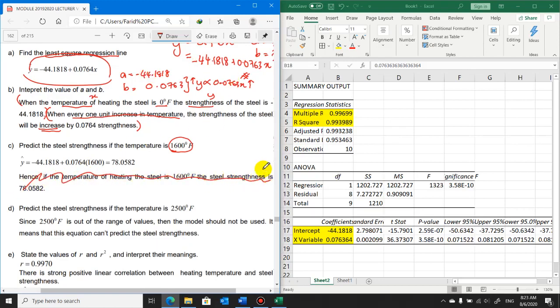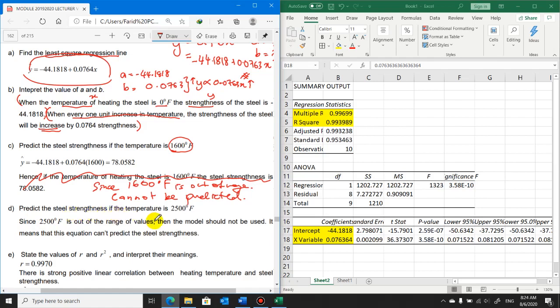Okay, so jawapan dia should be like this one. This jawapan salah. Okay, jawapan dia should be like, since 1600 Fahrenheit is out of range, so the value cannot be predicted. Kita tak boleh nak beramal kan. Yes, sebab dia luar daripada range. Okay, sama dengan case untuk yang D.